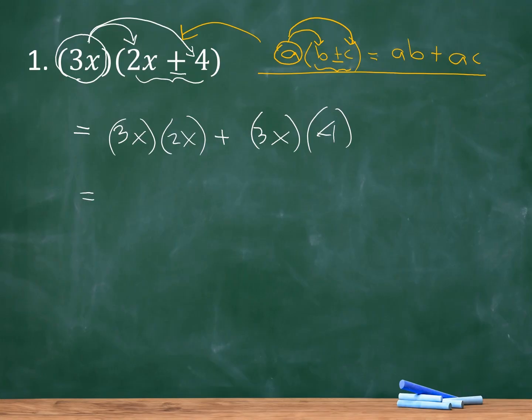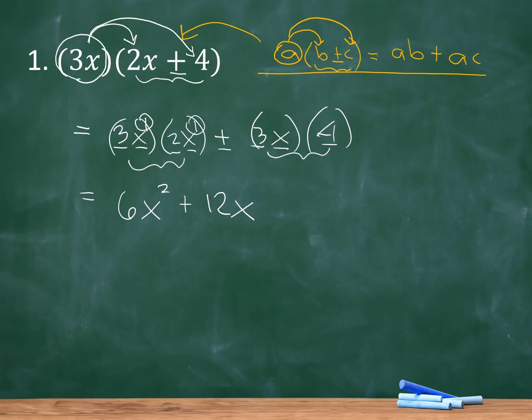Okay, let's proceed. Multiply 3x and 2x. Remember, we multiply first the numerical coefficients. 3 times 2 is 6, and then we multiply the variables, x times x. We copy the common variable x, and then we add the exponents, right? We have an imaginary 1 here and also here, so we add 1 plus 1, that's 2, and then we have plus, multiply 3x and 4, we multiply 3 times 4, that's 12, 12 times the variable x, that's 12x.